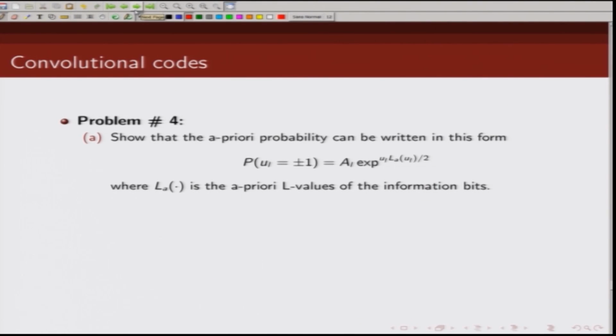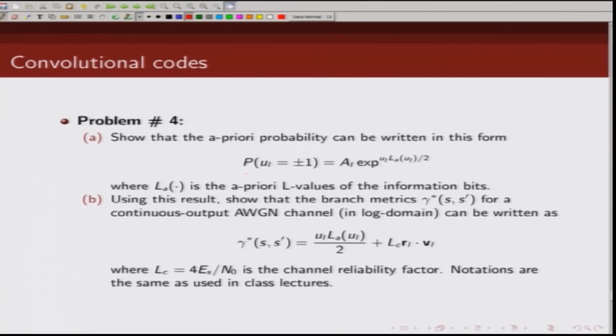Finally, let us come to the BCJR algorithm that we talked about. The first question is, can you write the a priori probability in this particular form, and can the branch metric in the log domain also be written in this particular form? Now, UL is my input, LA is the APP value for the a priori inputs, LC is the reliability factor which is given by 4 times Es by N naught. Other notations are the same as those used in the lecture. V is the code word, R is the received sequence. So, can we write these in terms like this?